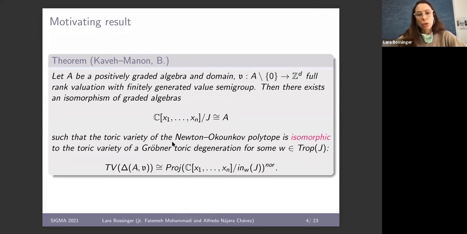So we can construct an isomorphism of graded algebras between the algebra A, some presentation of it, such that the toric variety associated to the Newton-Okounkov polytope is isomorphic to the normalization of the toric variety we obtain from a certain point in the tropicalization of this ideal. Or more precisely, the value semigroup algebra is isomorphic to this toric quotient.